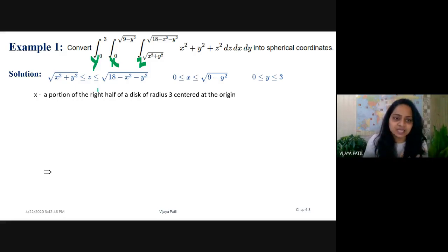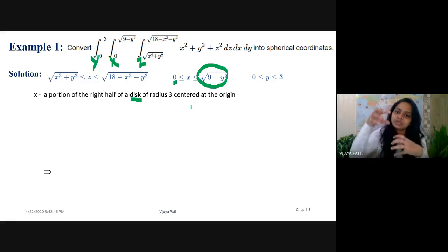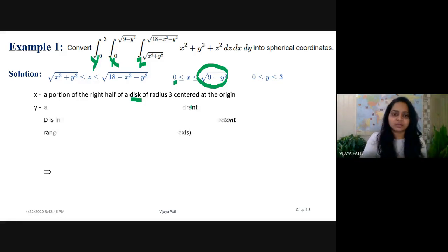Now what is this region? It is a portion of the right half of a disk of radius 3 centered at the origin. Now if you observe, I did not say a circle, I said a disk of radius 3 centered at origin. And from where have we got this? We have got this from this equation. And it is from 0 to, that means no negative x is coming into the picture.